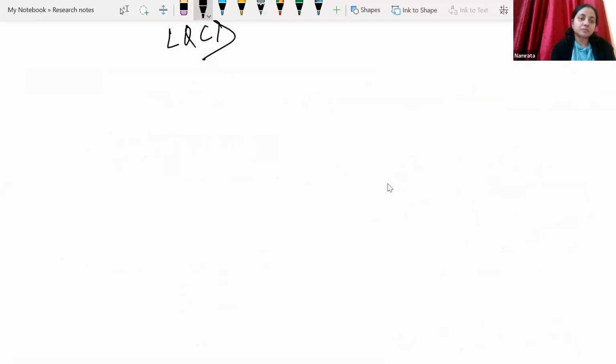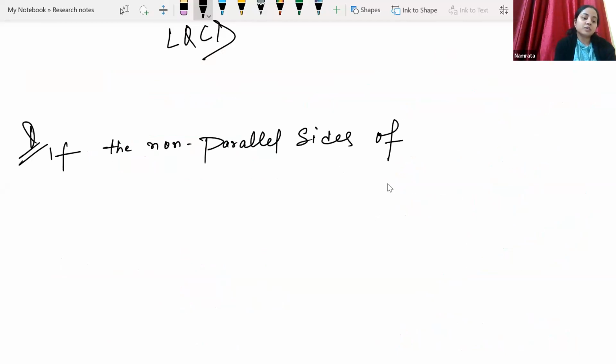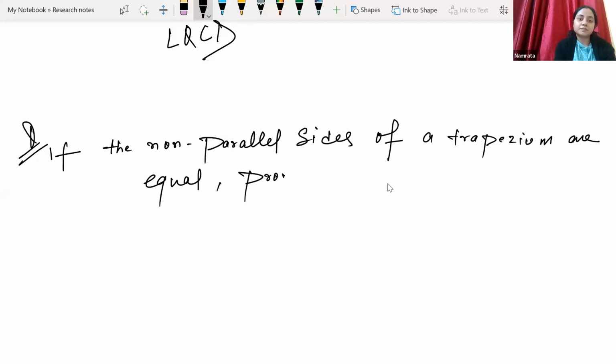The next question, or you can say the theorem, is: if the non-parallel sides of a trapezium are equal, prove that it's cyclic.